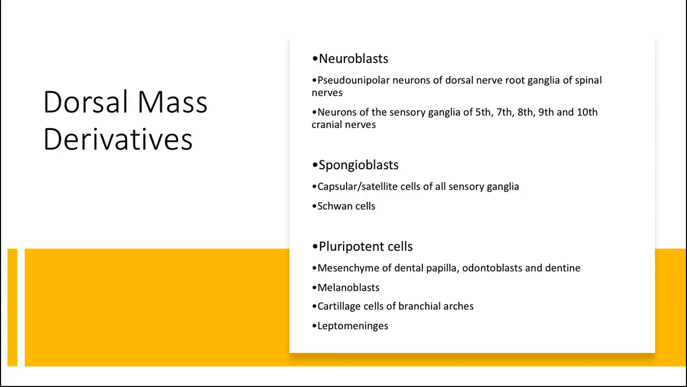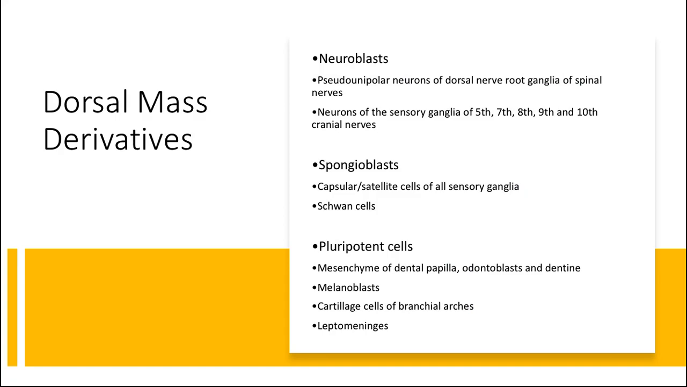Ventral mass derivatives. Sympathetoblasts and chromaffin cells are the ventral mass derivatives. Sympathetoblasts are small cells while chromaffin cells are large cells. Sympathetoblasts give rise to the neurons of sympathetic ganglia and neurons of peripheral parasympathetic ganglia of cranial nerves.